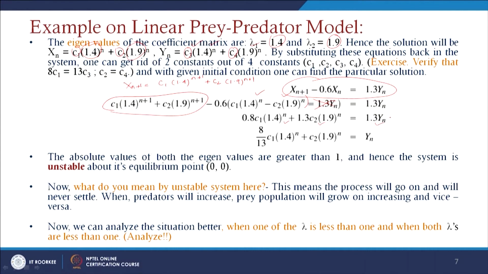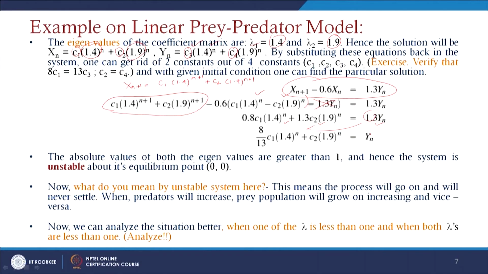yn here. And if you divide by 1.3 on the left hand side, then we will have 8 by 13 C1 into 1.4 whole to the power n plus C2 into 1.9 whole to the power n, this equals yn here. And the absolute values of both the eigenvalues are greater than 1, and hence the system is unstable about its equilibrium point (0, 0).